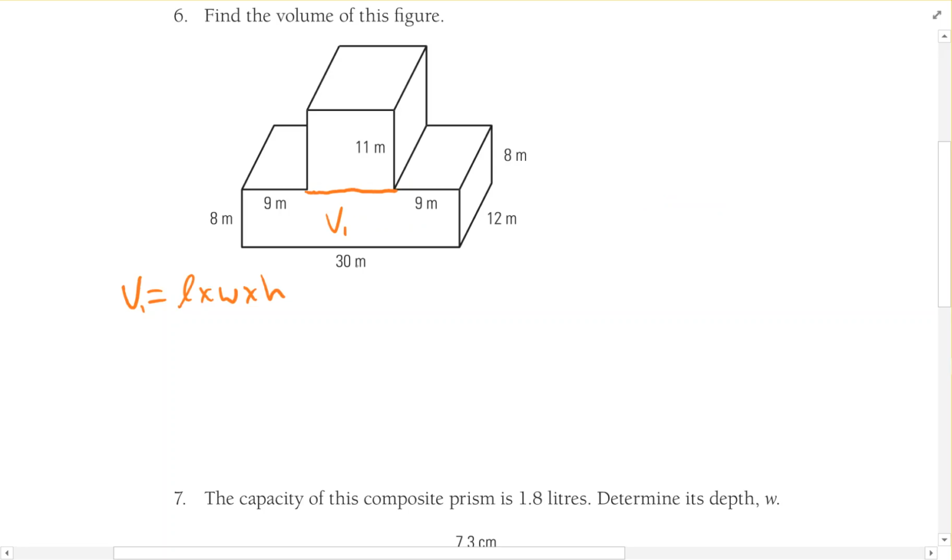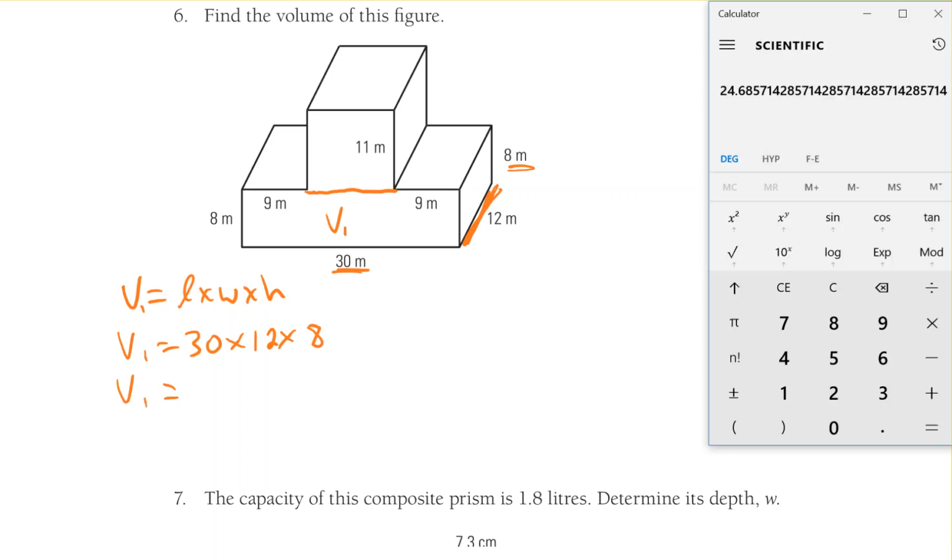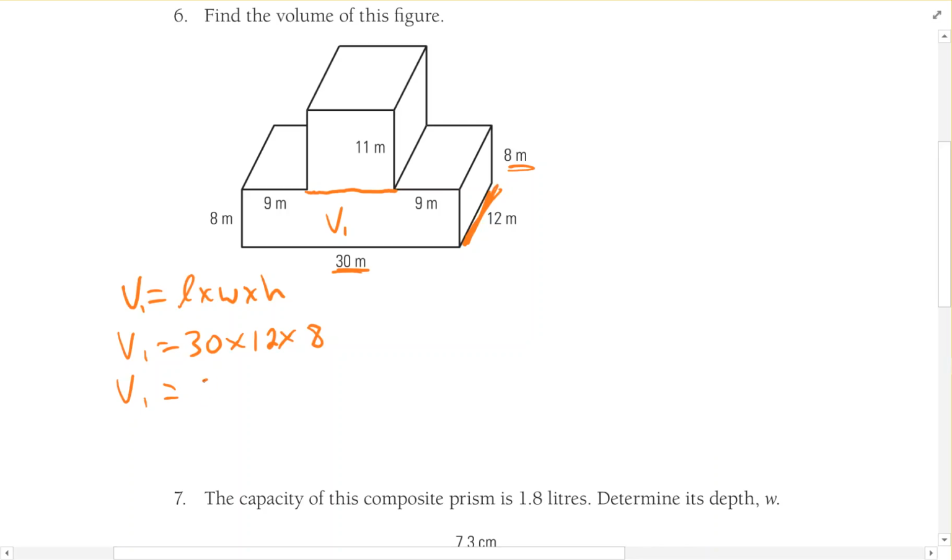Now the length of this thing is 30, so let's fill it in. V1 is equal to 30 times, the width of this thing is 12, that's how far this way it goes, and then times the height of this bottom one, which is just 8. So V1 is equal to 30 times 12 times 8, which is 2,880 meters cubed. I'm going to put a little box around that to show that we need that.